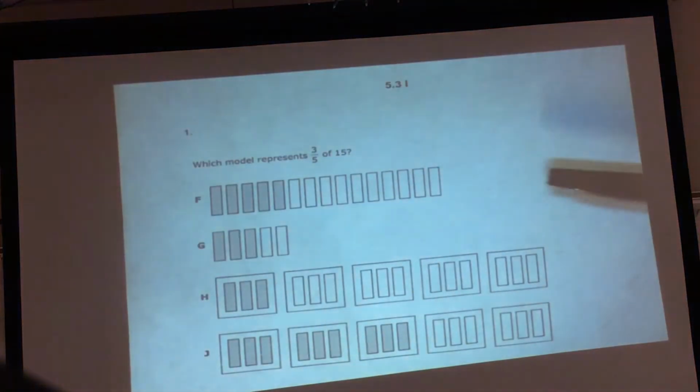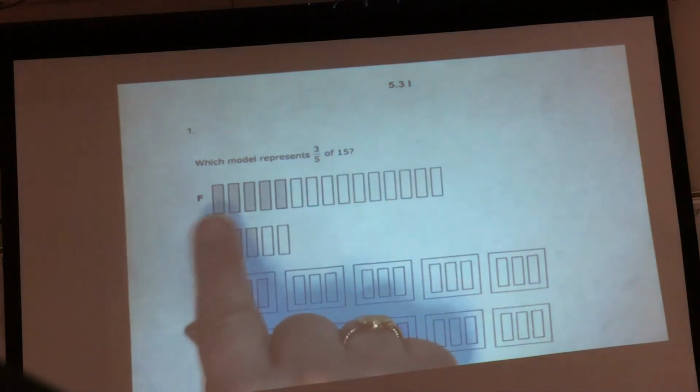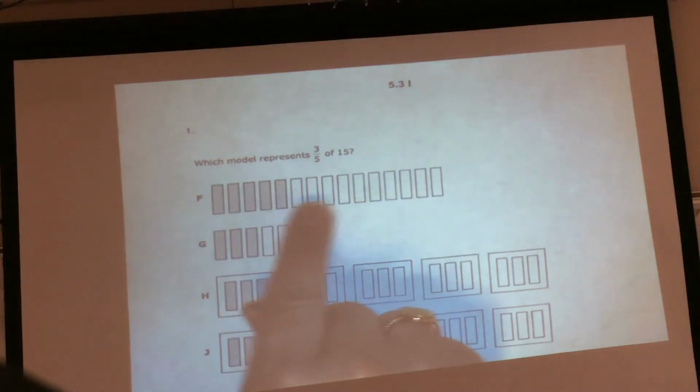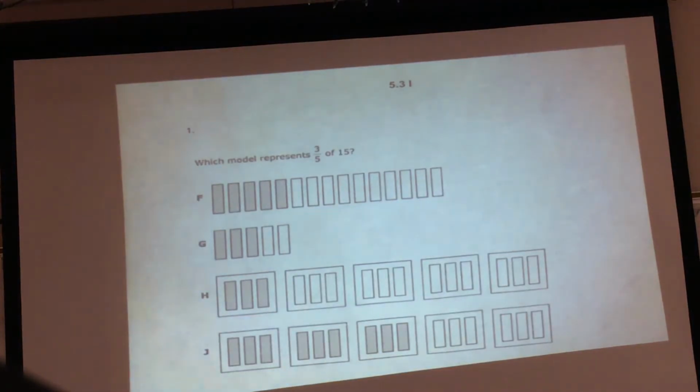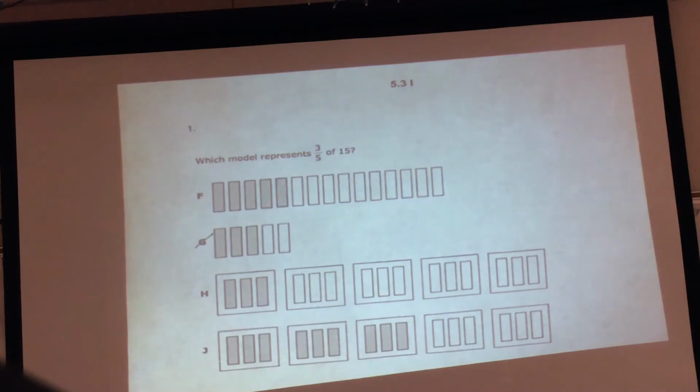Does F have a total of 15? Yes. 1, 2, 3, 4, 5, 6, 7, 8, 9, 10, 11, 12, 13, 14, 15. Yes, that's a possibility. Does G have a total of 15? No. So right off the bat, I'm getting rid of it. Does H have a total of 15? Yes. K and J? Yes. Okay, so I have now got it down to 3 answer choices.